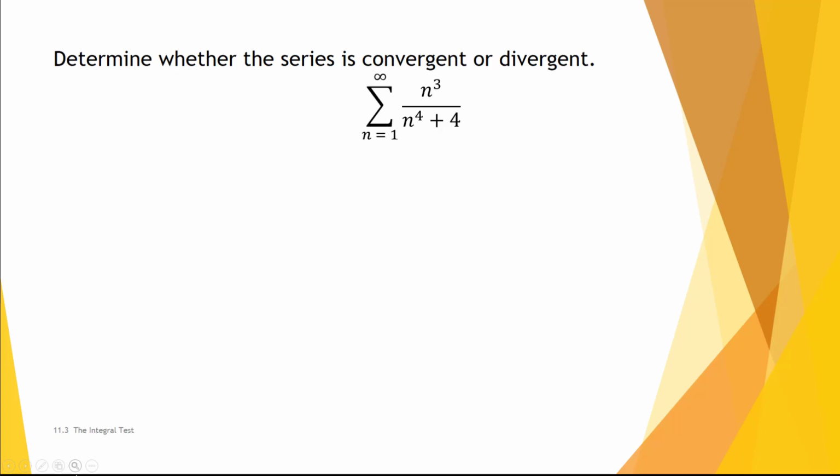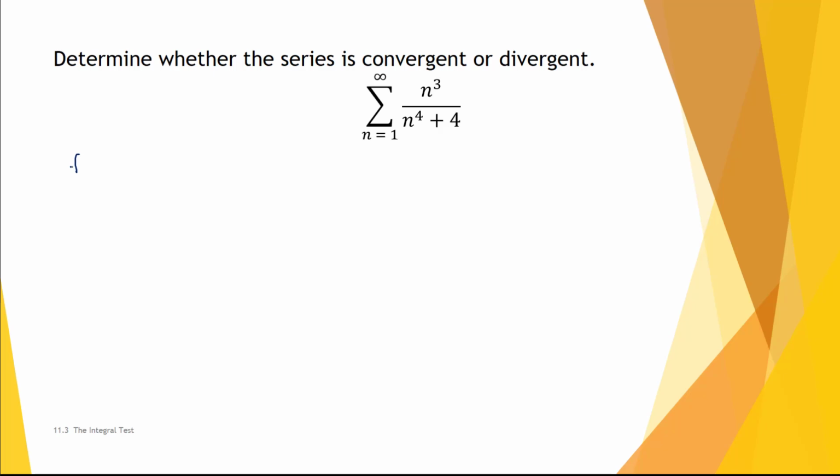In this problem, we are going to determine whether the series is convergent or divergent. Our series is the sum n equals 1 to infinity of the term n to the third divided by n to the fourth plus 4. There are many tests you could use to successfully complete this problem, but right now we are going to use the integral test.